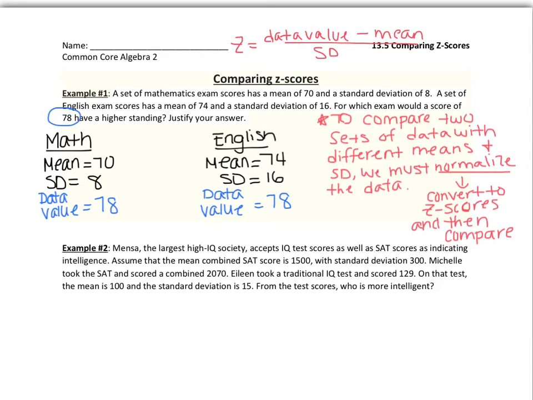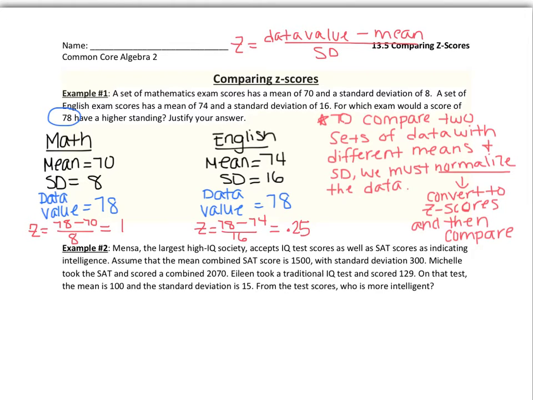Okay, so let's do the one for math. To find the z-score, we're going to take the data value, which is 78, subtract the mean, which is 70, and divide by 8. If we do that, we get a z-score of 1. Now we'll do the same thing with English. So for English, we have a z-score equaling data value, which is 78, minus the mean, which is 74, divided by the standard deviation, which is 16. If you put that into the calculator, you should get 0.25.